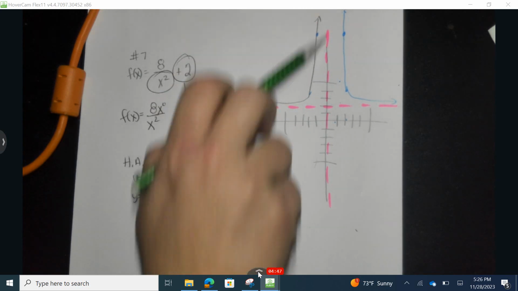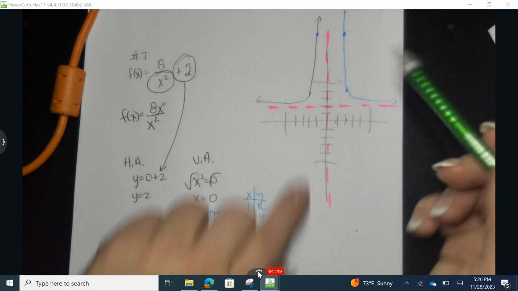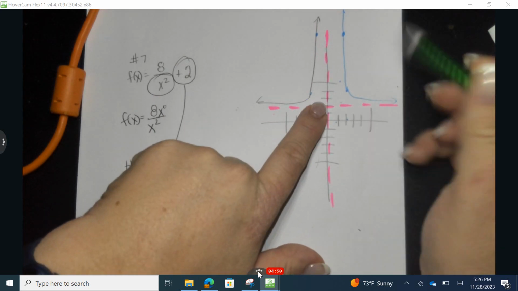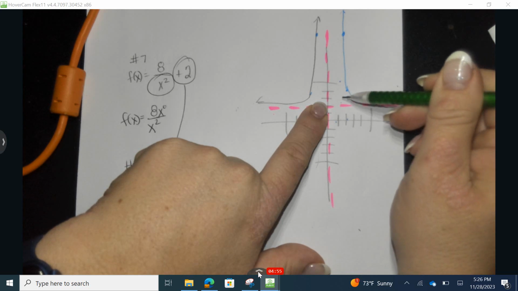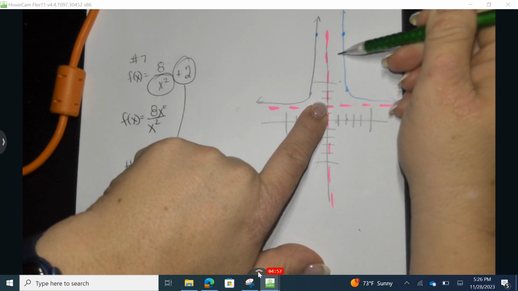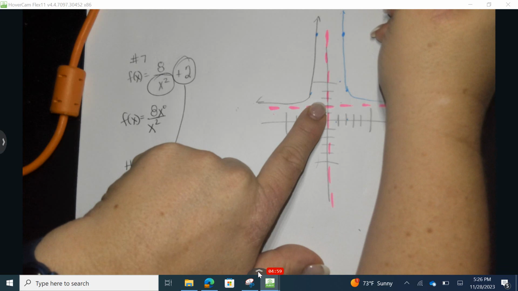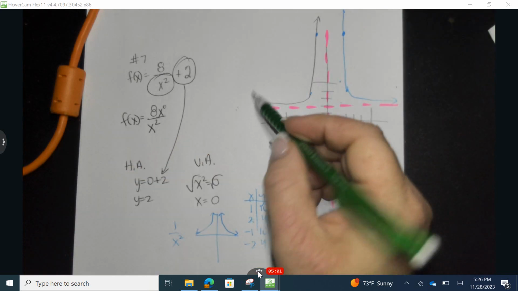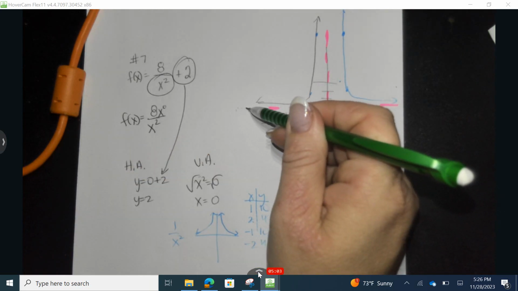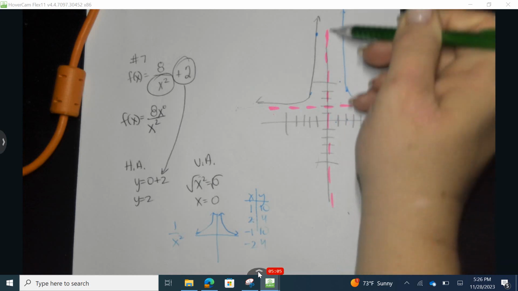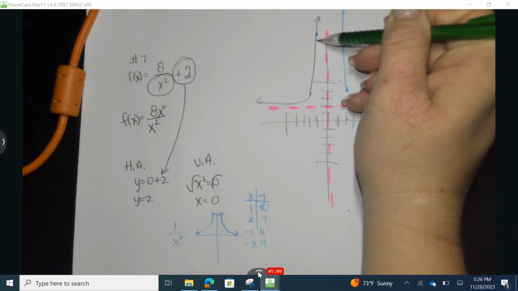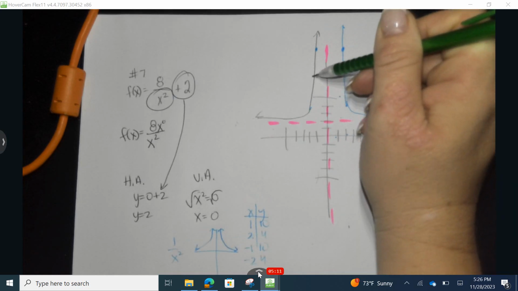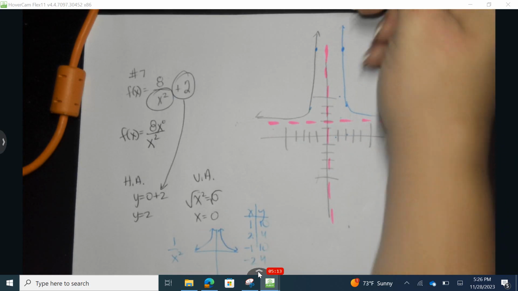And for our vertical asymptote, we could say as this function approaches x equals 0 from the right, our output values are going to positive infinity. And as our function approaches x equals 0, the vertical asymptote, from the left, the function also has output values that are approaching positive infinity.